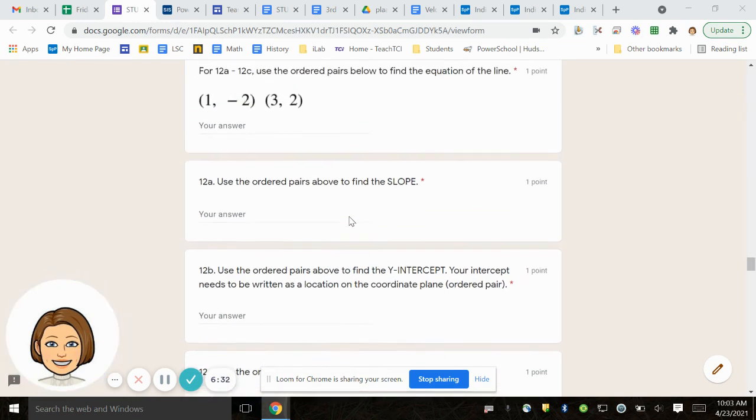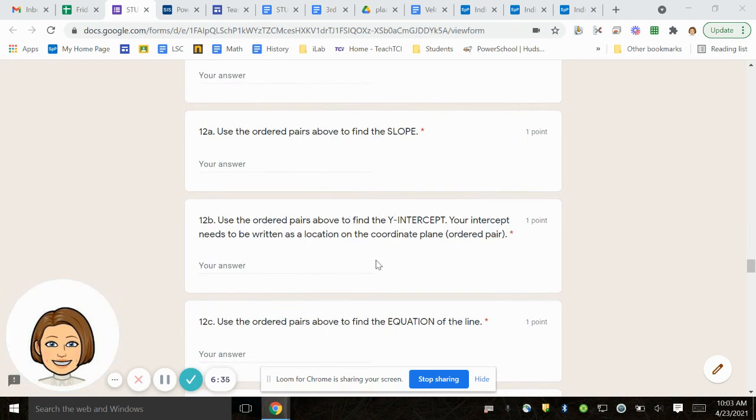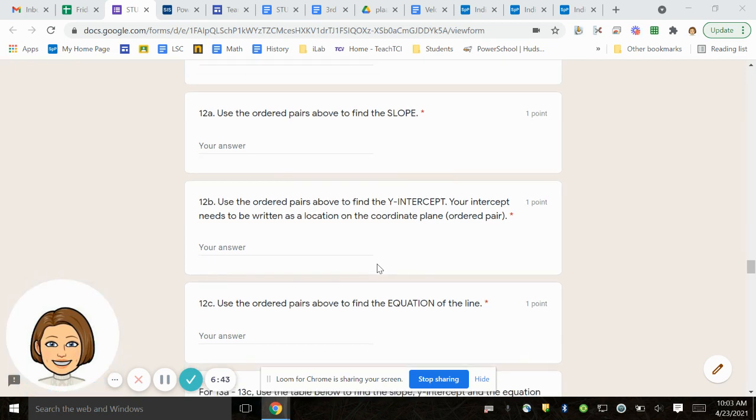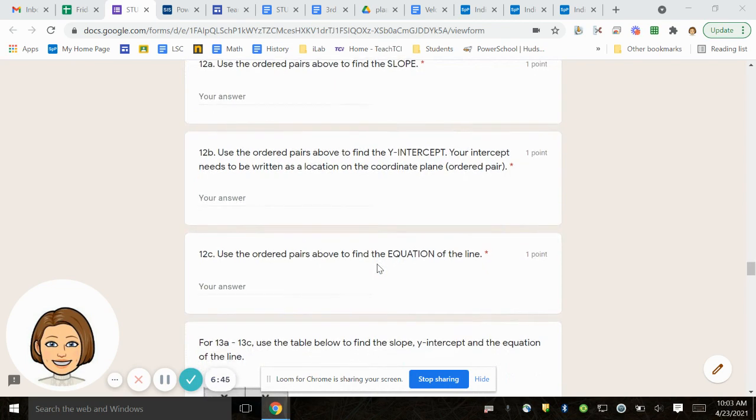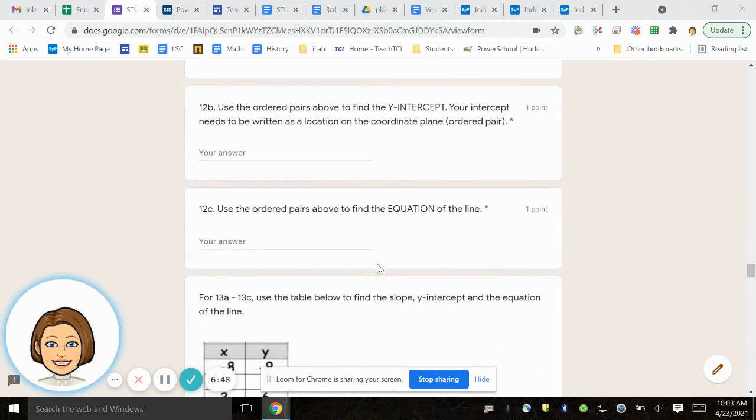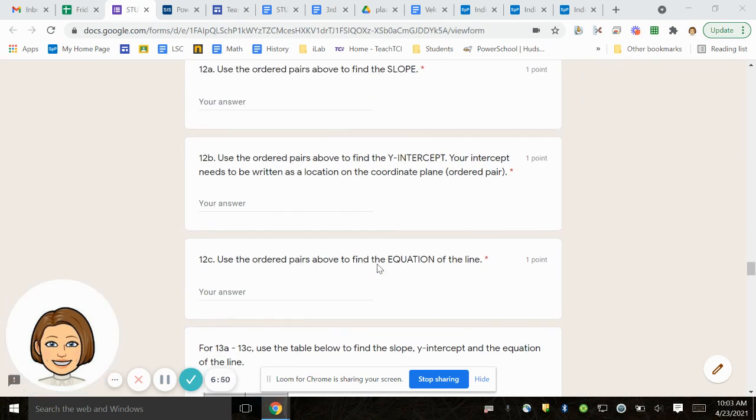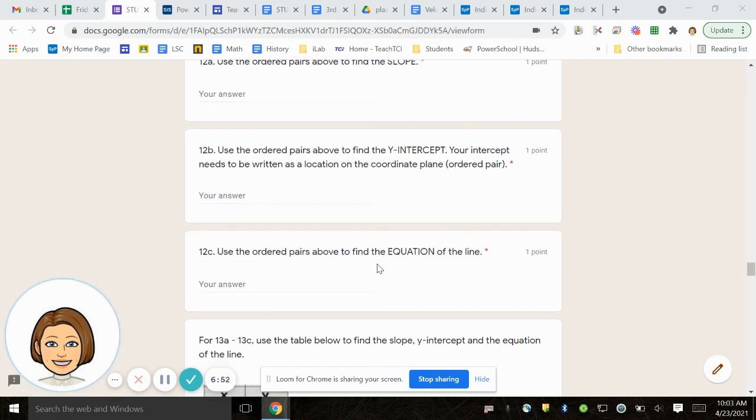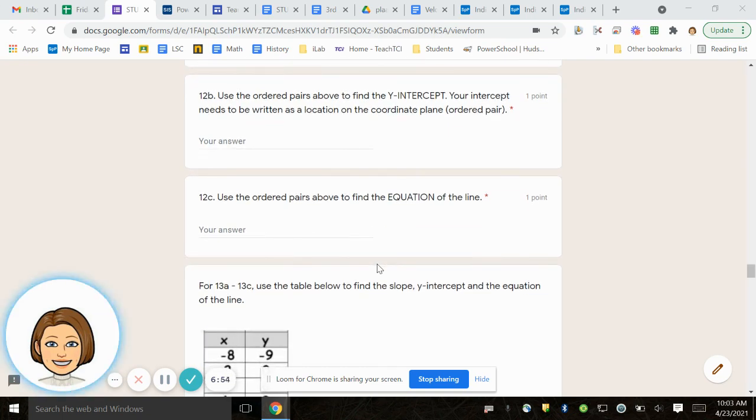12b, use the ordered pairs above to find the y-intercept. Your intercept needs to be written as a location on the coordinate plane. And 12c, using your slope and using your y-intercept, write the equation from 12a and 12b.